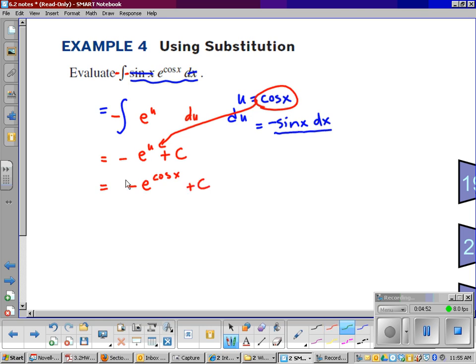Now just like our previous example, this is the antiderivative, so if I take the derivative of it, I should get the integrand that I started with. So let's make sure that that happens. If I take the derivative of negative e to the cosine x plus c, then I'm going to have negative e to the cosine x, and then chain rule says then multiply by the derivative of cosine x, which is negative sine x, and then the derivative of the constant is 0. This negative times this negative becomes a positive, and if I simplify this, I can write the sine x first times e to the cosine x, and that's exactly what my integrand was.